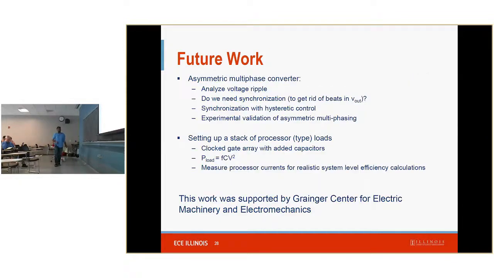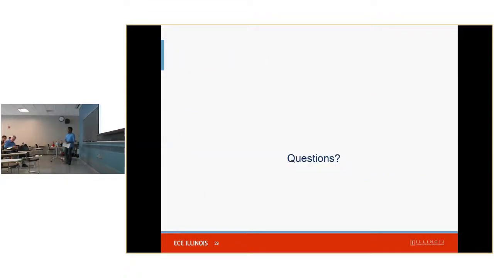Okay, so the future work is first of all validating these asymmetric converter simulations through experimental work, and then setting up a realistic system of a stack of processors with clock gate arrays. And we have to work more on what we are going to validate our system level efficiencies on. So, questions?